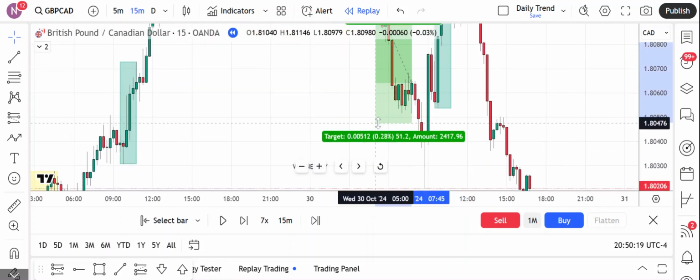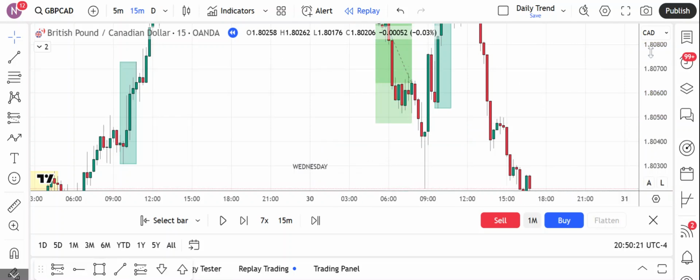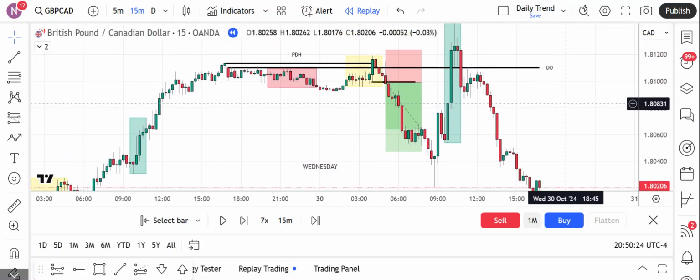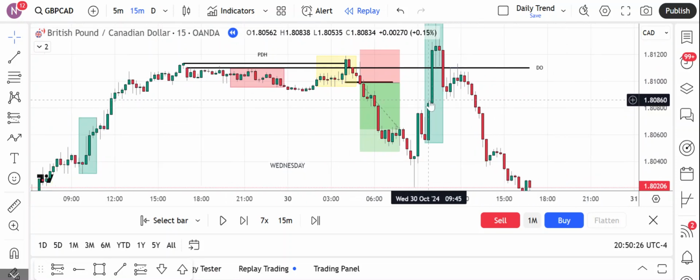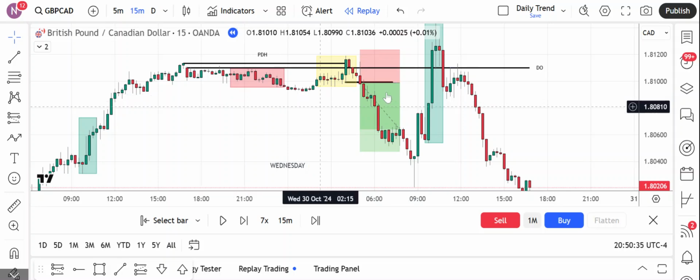This may have been news driven, I'm not sure though. Might have been some news on the pound, because CAD doesn't typically have news until 8:30. That probably came around here. Yeah, this was probably news driven, I'm thinking. Maybe 8:30, 9:30 with the dollar. But either way, the point is this.